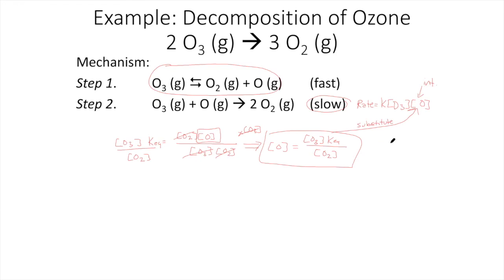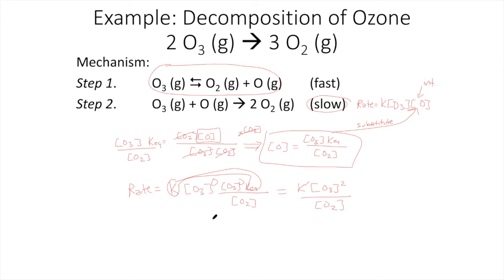Okay, pardon my penmanship. If you do that, you get the rate is equal to the rate constant times the concentration of O3 times the concentration of O3 times the KEQ divided by the concentration of O2. The two things we're going to do is smash together both of these equilibrium constants and call that K prime. And then I'm going to put these two terms together, and that would look like this: concentration of O3 squared over the concentration of O2.